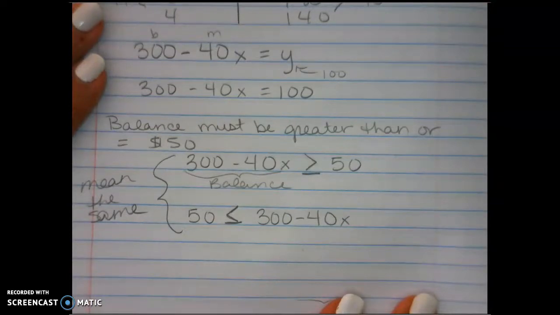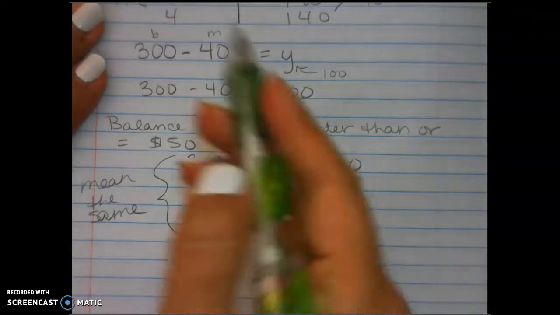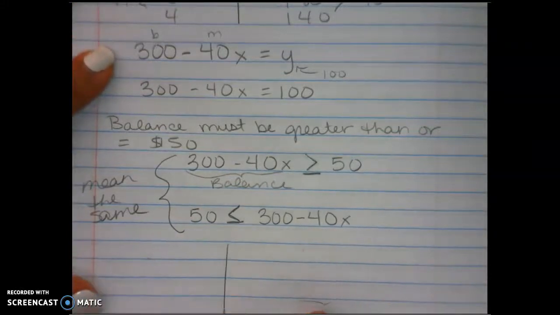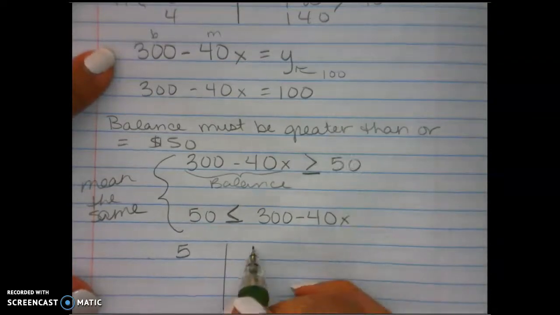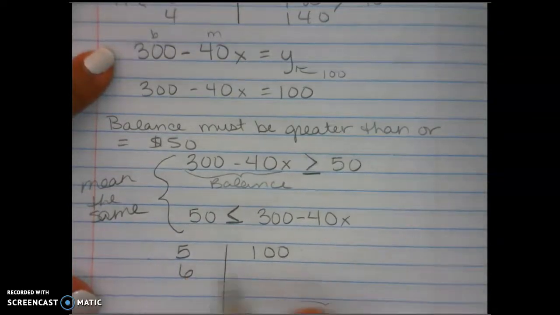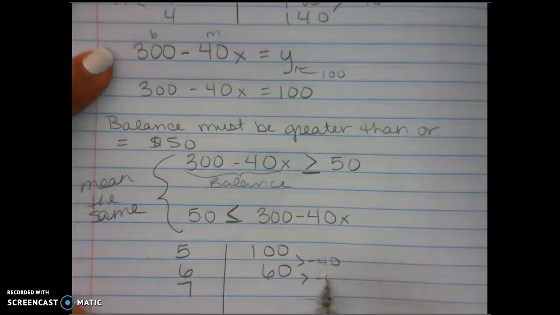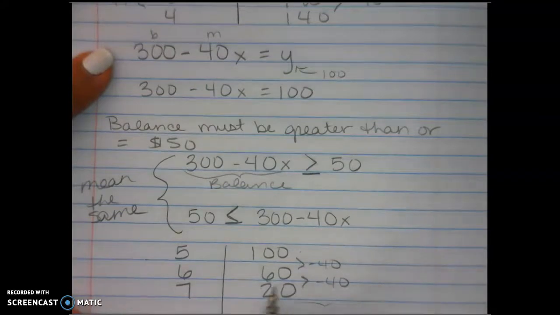So we're going to keep going, and we want to find the last month that the balance is $50 or greater. If we look at our table that we were starting up here, if we keep our table going, at 5, we would say this 140 minus 40 is 100. 6, 100 minus 40 is 60. 7, 60 minus 40 is going to be 20.